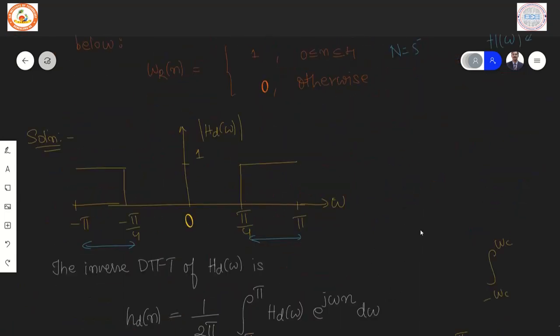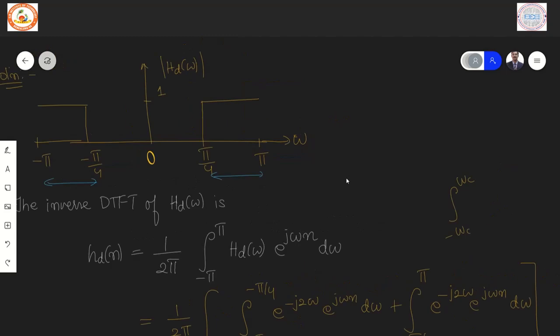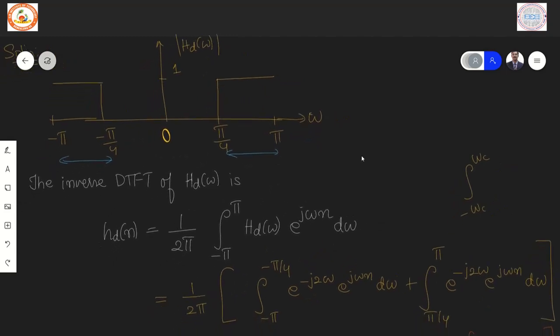Now let us sketch what we know. The sketch of HD of omega will look like this. Between 0 to pi by 4 it is 0, and between pi by 4 to pi we have the value which is 1. Now the method of solving we shall see.